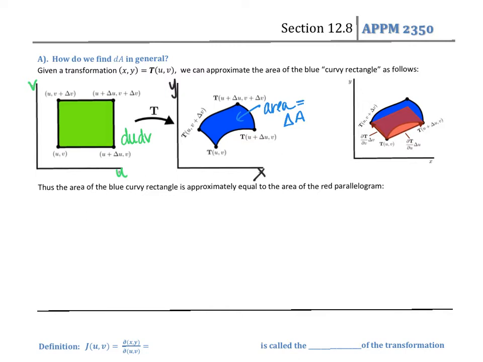And so what we're going to do is approximate this blue area by something that's the simplest thing we can find the area of, which is just a parallelogram. So we're going to say that delta A is approximately equal to the area of the red parallelogram.